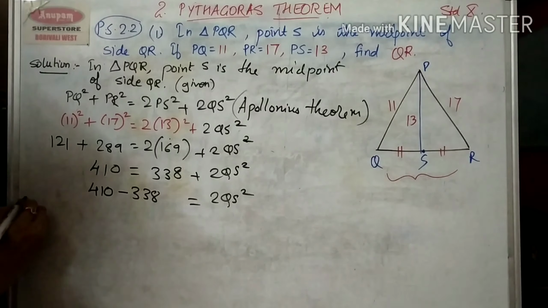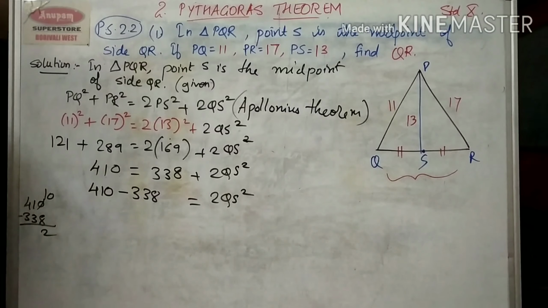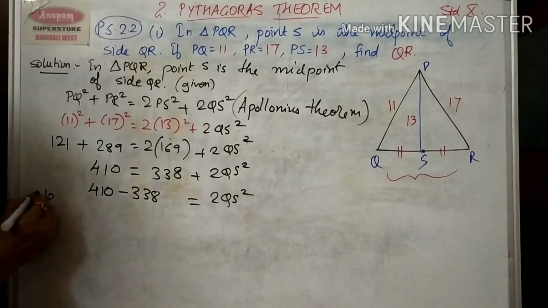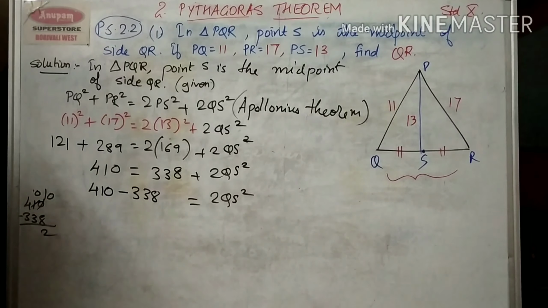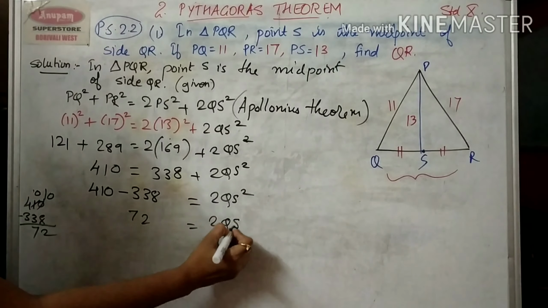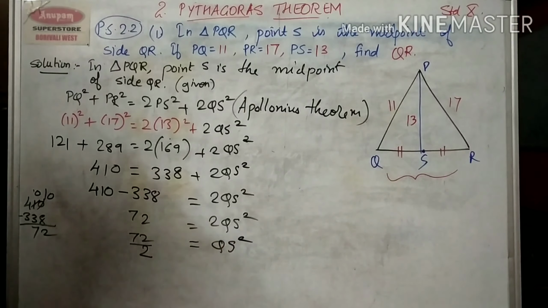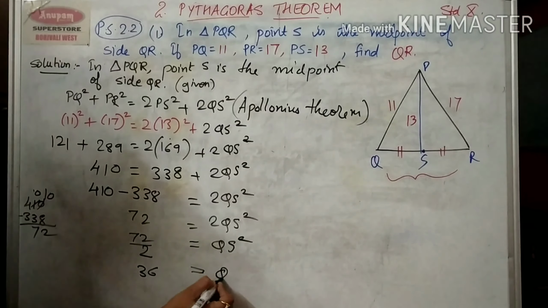So, 410 minus 338. So, this will be 10 minus 8 will be 2. This will be 7. So, 410 minus 338 will be 72. So let us write that 72 here is equal to 2QS square. Now I want only QS, so I'll bring 2 also here. Since 2 has been multiplied, it will be divided here. So 72 by 2 is equal to QS square, which will be 36 is equal to QS square.